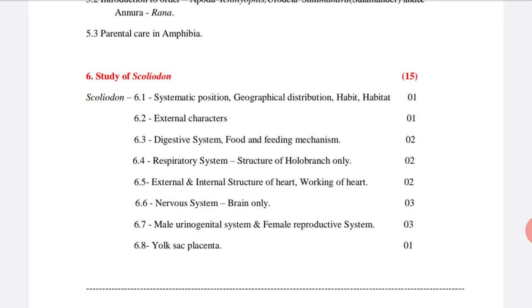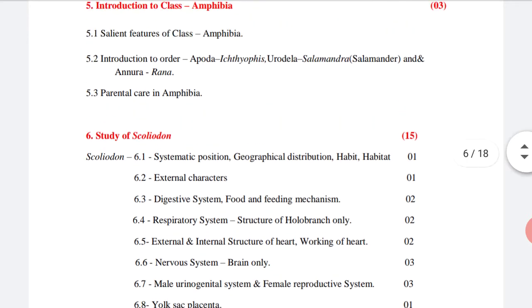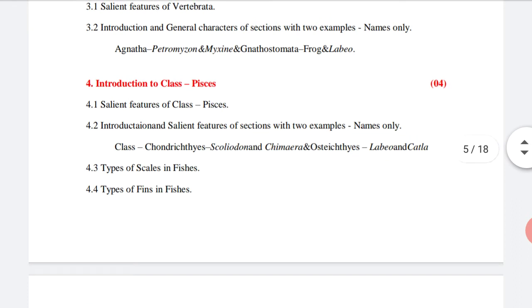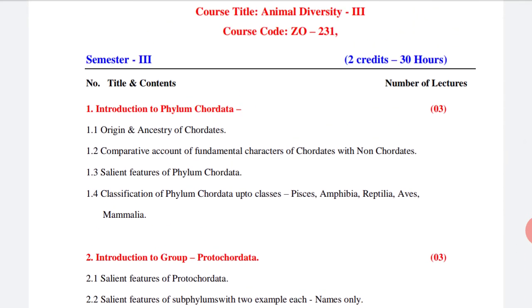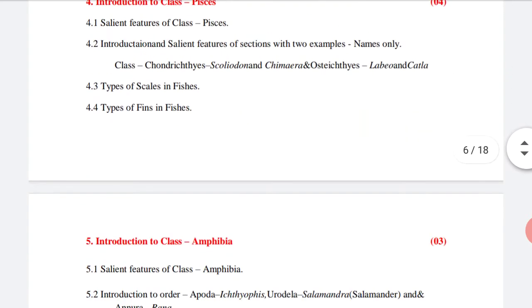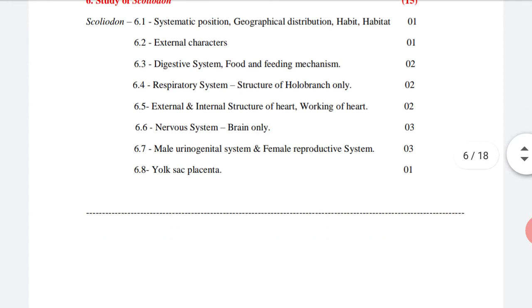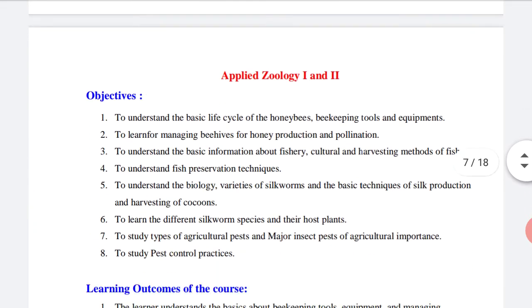Seventh topic is male urinogenital system and female reproductive system. Last topic of 6th chapter is yolk sac, placenta. This is the detailed syllabus of paper first. You can write down the syllabus or you can download the PDF of SYBSc Zoology syllabus from the university website.